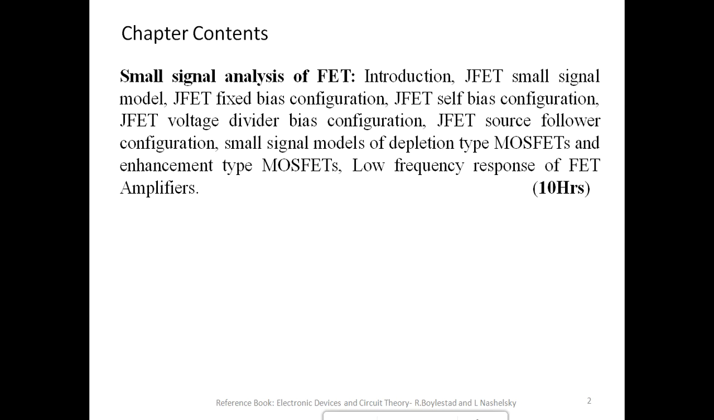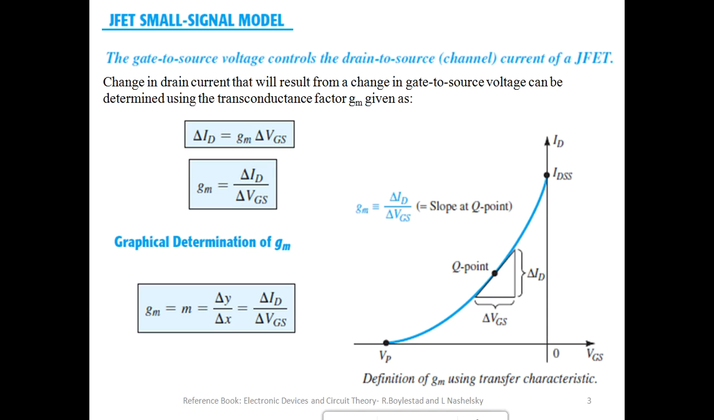We discussed the course and the chapter contents, and regarding the JFET small signal model, we discussed the expression of the transconductance factor, the parameter called GM, graphically as well as mathematically. GM is the transconductance factor, given as delta of ID upon delta of VGS.